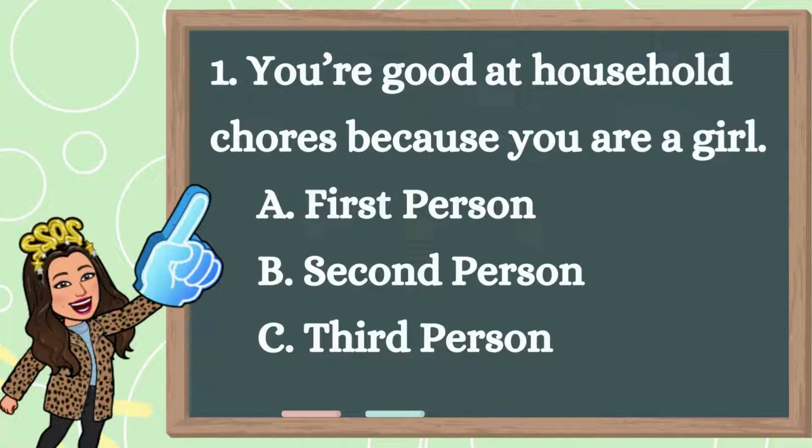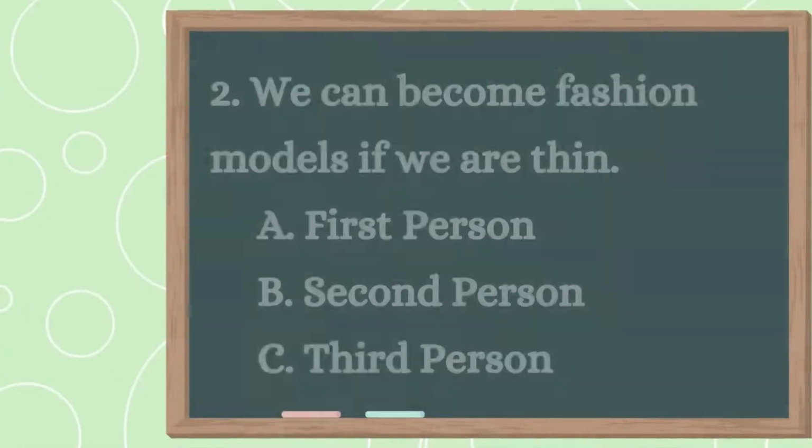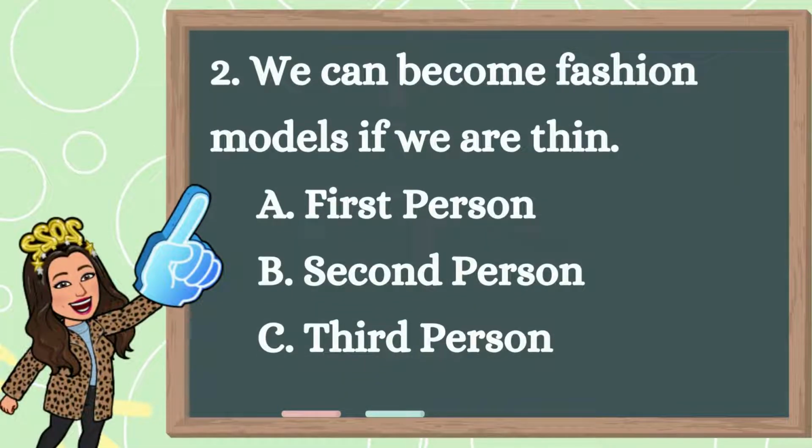Number 1. You're good at household chores because you are a girl. A. First person. B. Second person. C. Third person. 5, 4, 3, 2, 1. Number 2. We can become fashion models if we are thin. A. First person. B. Second person. C. Third person. 5, 4, 3, 2, 1.